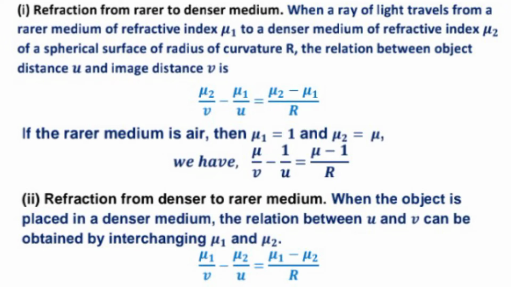If the rarer medium is air, then mu1 equal to 1 and mu2 equal to mu, so it will be mu upon v minus 1 upon u equal to mu minus 1 upon r.